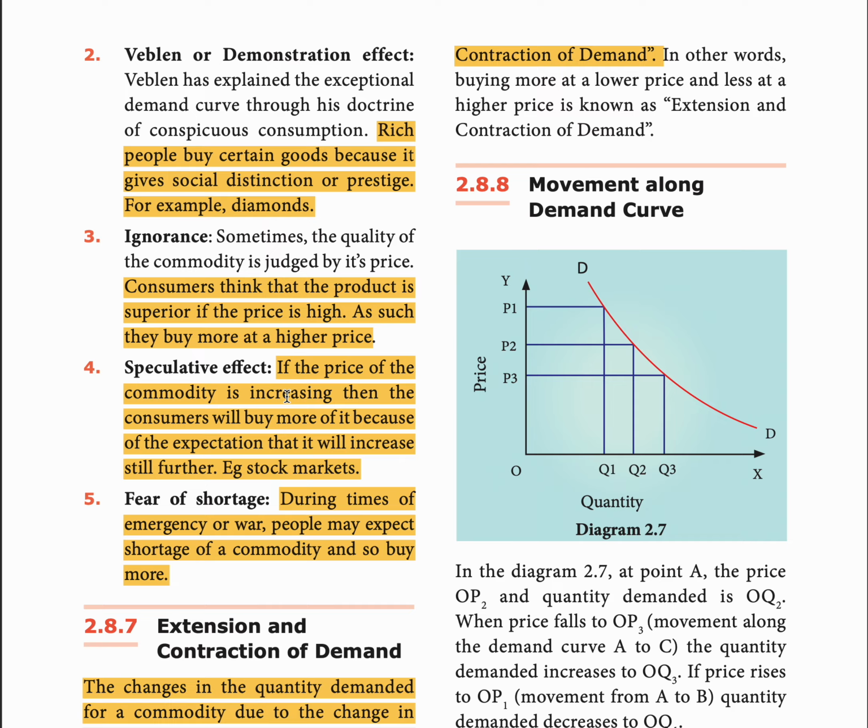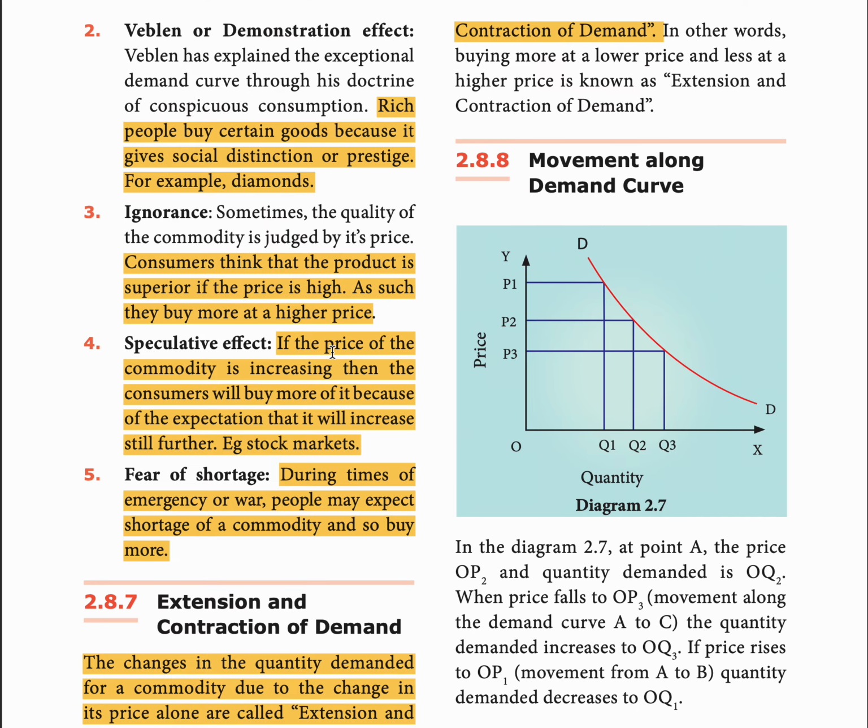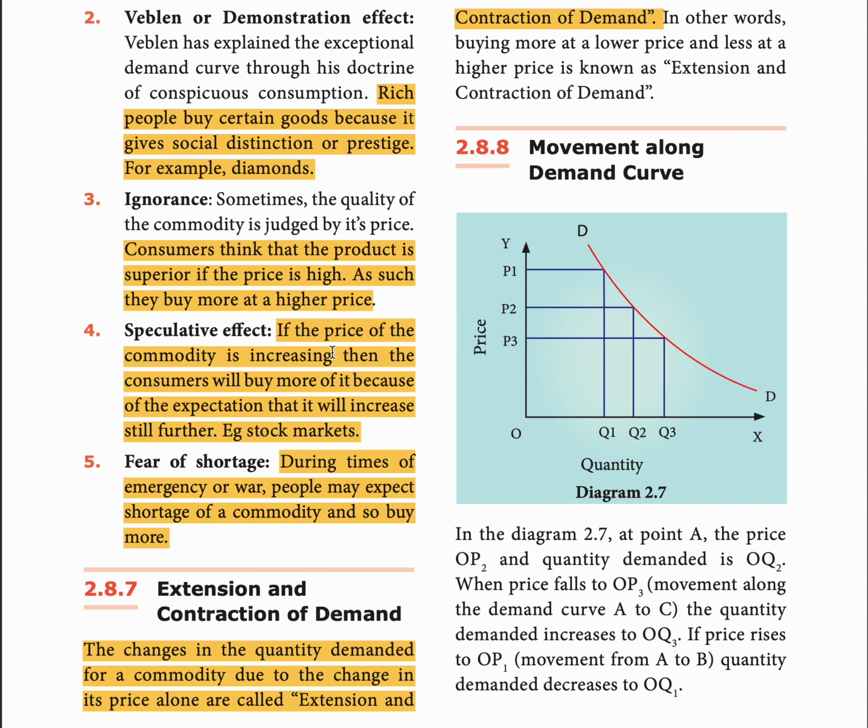Then a speculative effect. If the price of a commodity is increasing, then the consumer will buy more of it because of the expectation that it will increase still further. Example, stock markets. Fear of shortage: during times of emergency or war, people may expect a shortage of a commodity and so buy more.